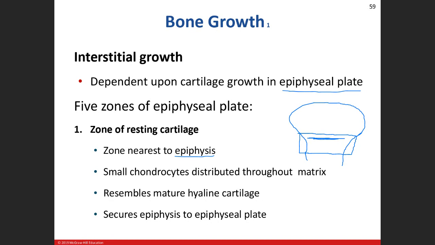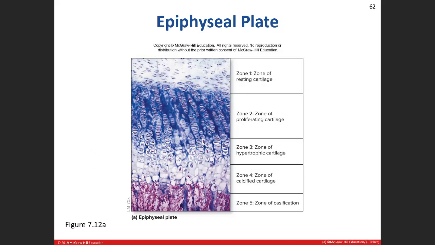So look at the name of this first zone here. It's the zone of resting cartilage. In this zone, we're going to be dealing with chondrocytes, the mature cell type for cartilage, so we're dealing with mature hyaline cartilage. This is the resting zone, and that's going to be closest to the epiphysis here. Now we'll move in. I'll show you the pictures too as I move along.